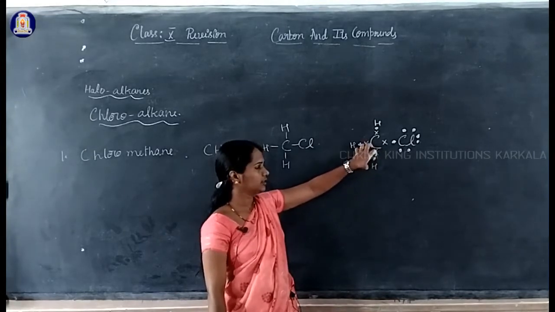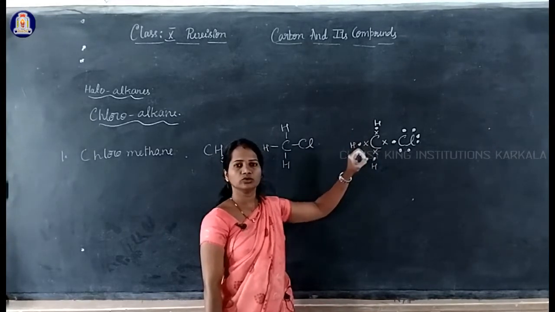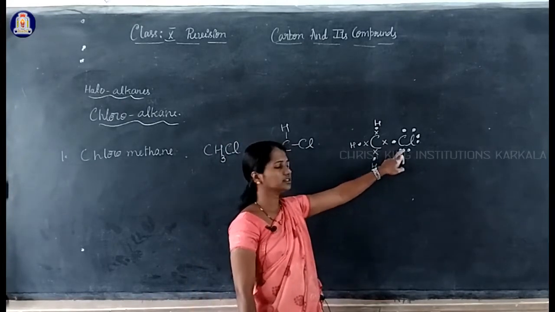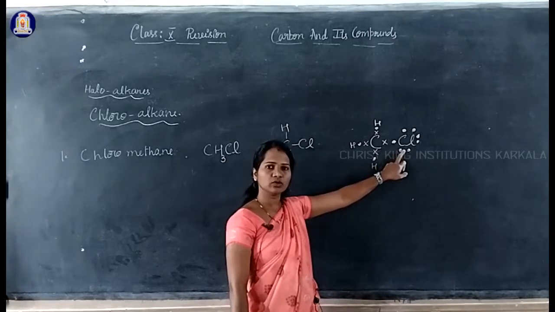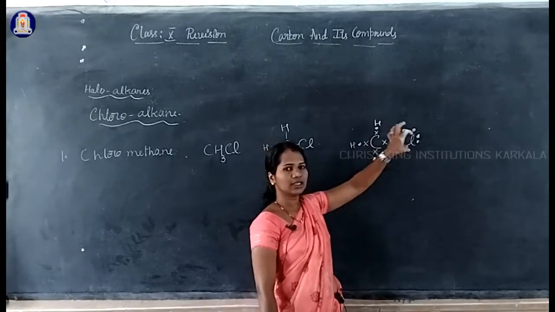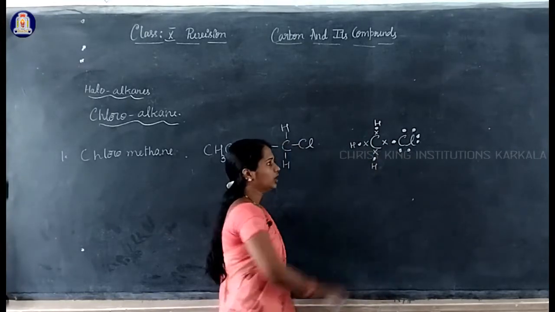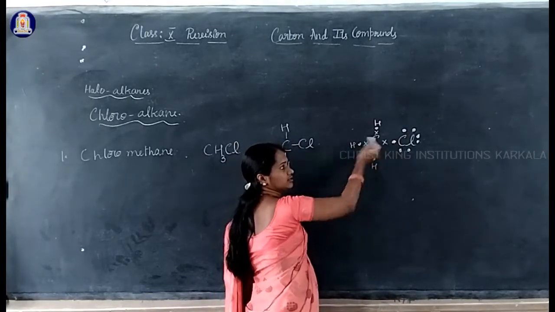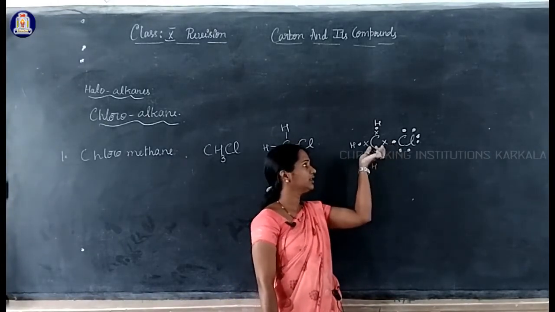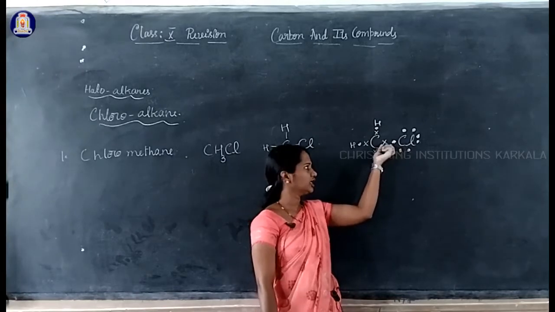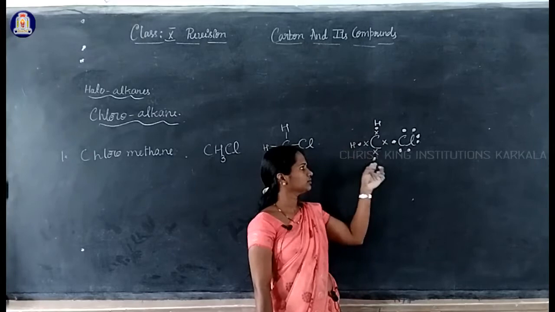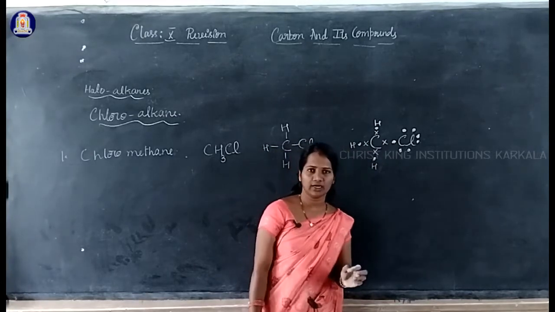From methane, a hydrogen is removed and in that hydrogen's place chlorine is added. In the outermost shell of chlorine, it contains 7 electrons. Out of 7 electrons, 1 electron it shares with the carbon atom. They are sharing a pair of electrons. Carbon and chlorine atoms share a pair of electrons. Carbon and 3 hydrogen atoms are sharing pairs of electrons.